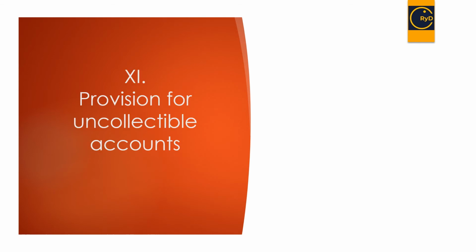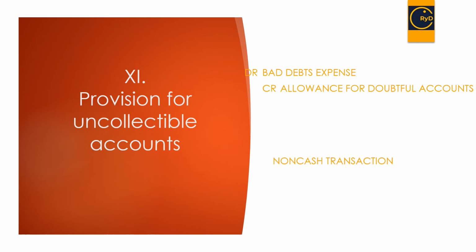Next, we have the provision for our uncollectible accounts. Our entry would be debit to bad debts expense and then credit to our allowance for doubtful accounts. So in this entry, we do not recognize any cash. So this is a non-cash transaction.